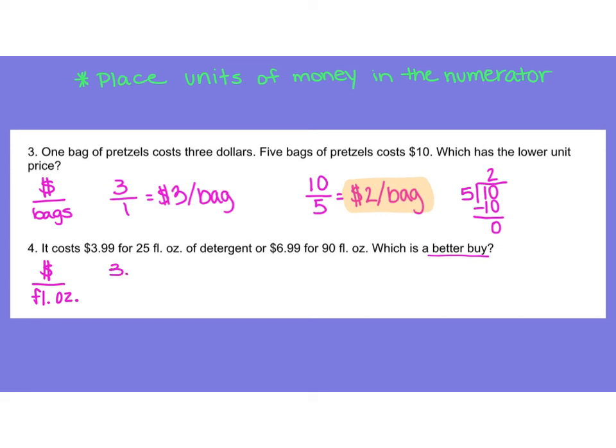So it costs $3.99 for 25 fluid ounces of detergent, and it costs $6.99 for 90 fluid ounces of detergent. We will find the unit price for both of these amounts and find the lowest price per fluid ounce, and that would be the better buy. So we'll set up our division problems.